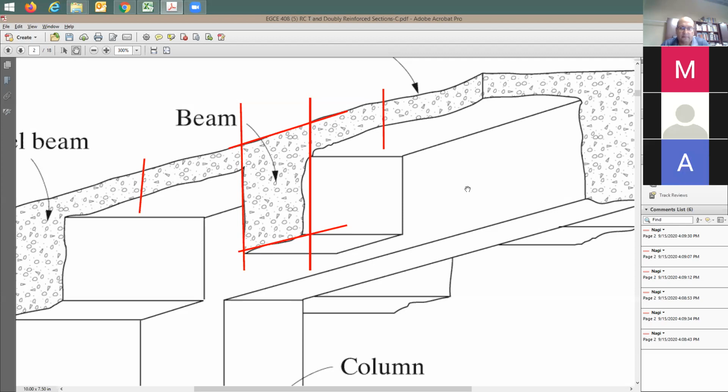Better performance in compression, you mean? What I'm saying is, if you compare this rectangular section with exactly the same section with the same reinforcing, but the other case has this concrete flange, which one do you think is going to be stronger, the T or the rectangular section?